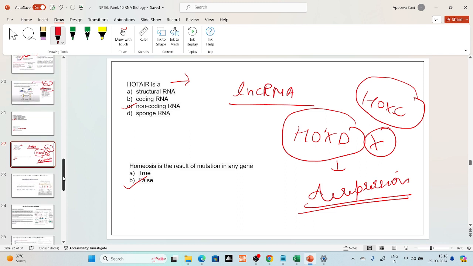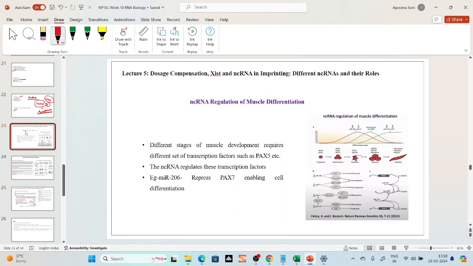Now we come to lecture 5. Now we'll talk about the different non-coding RNAs and their roles. From here, everything is about examples and examples. There are so many examples. So it's already 118. We cannot take all the examples.